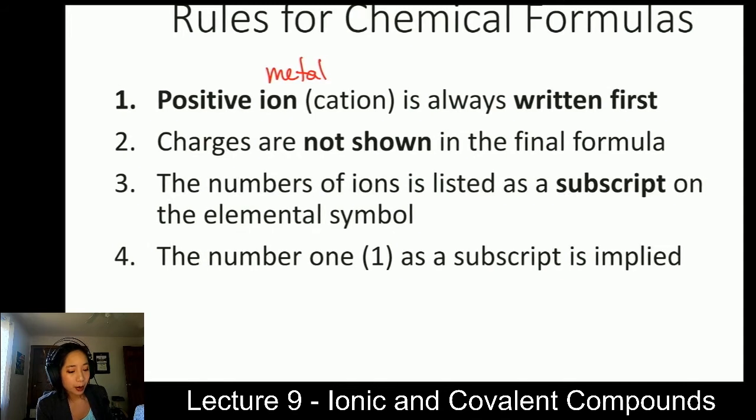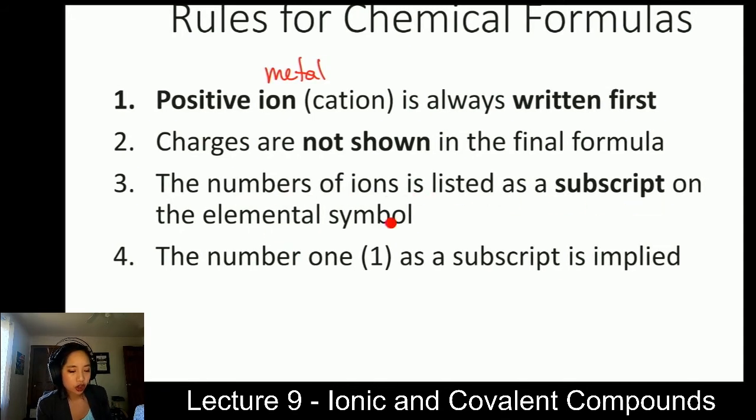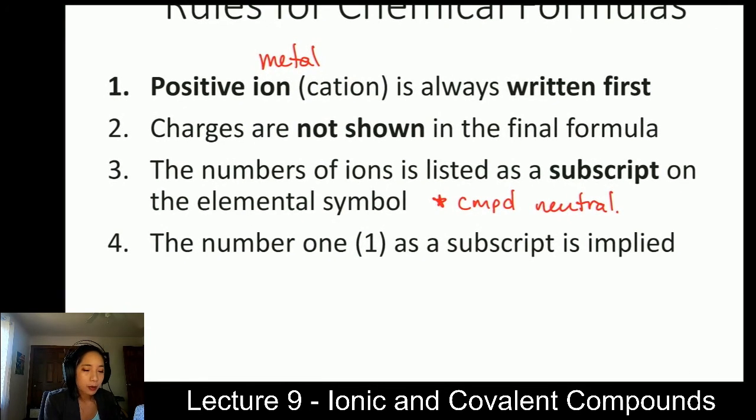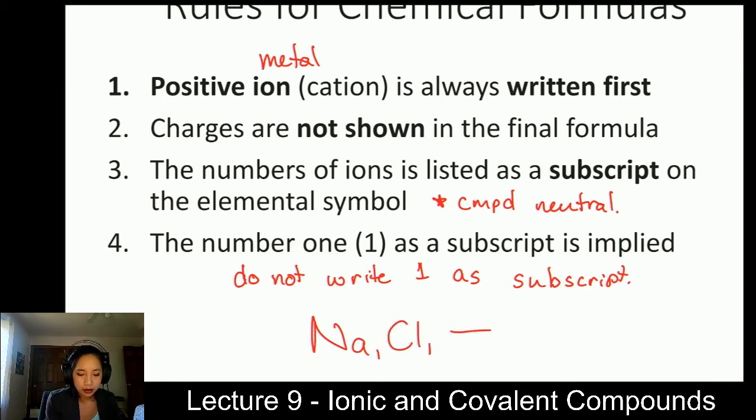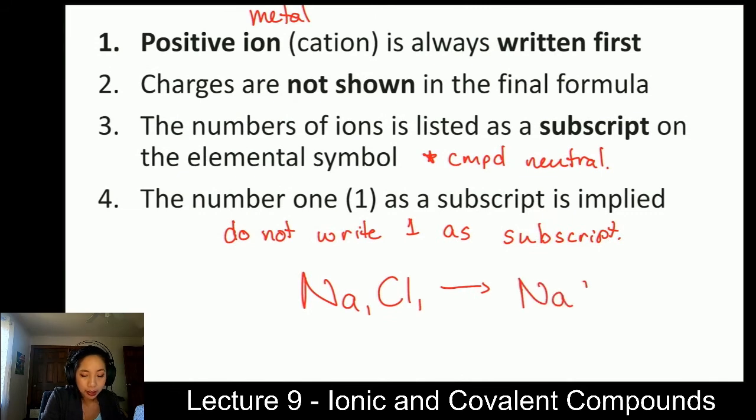And then the number of ions is listed as the subscript on each element symbol. Keep in mind that the compound needs to be overall neutral, or have a net charge of 0. And then finally, if the number of ions is 1, the 1 is implied, so you don't have to write a 1 subscript. Do not write 1 as a subscript. All right, so for sodium chloride, we would not write sodium 1, chlorine 1. Those 1s are implied, so you would just write NaCl, sodium chloride.